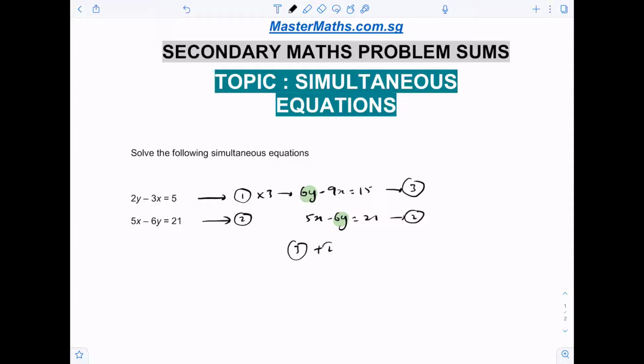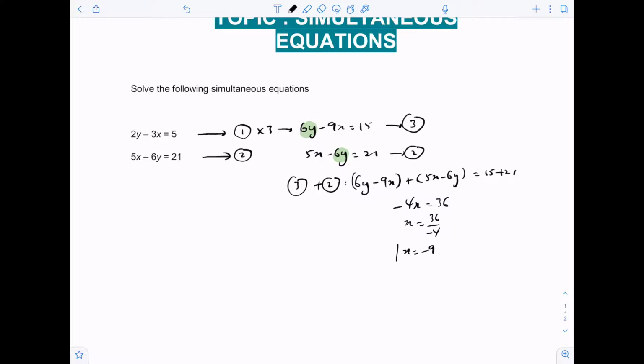So 3 plus 2. So 6y minus 9x plus 5x minus 6y equals to 15 plus 21. Okay, so 6y minus 6y, no more y's. Negative 9x plus 5x is a negative 4x equals to 36. x is 36 over negative 4, x is negative 9. Okay, we found x very nicely.